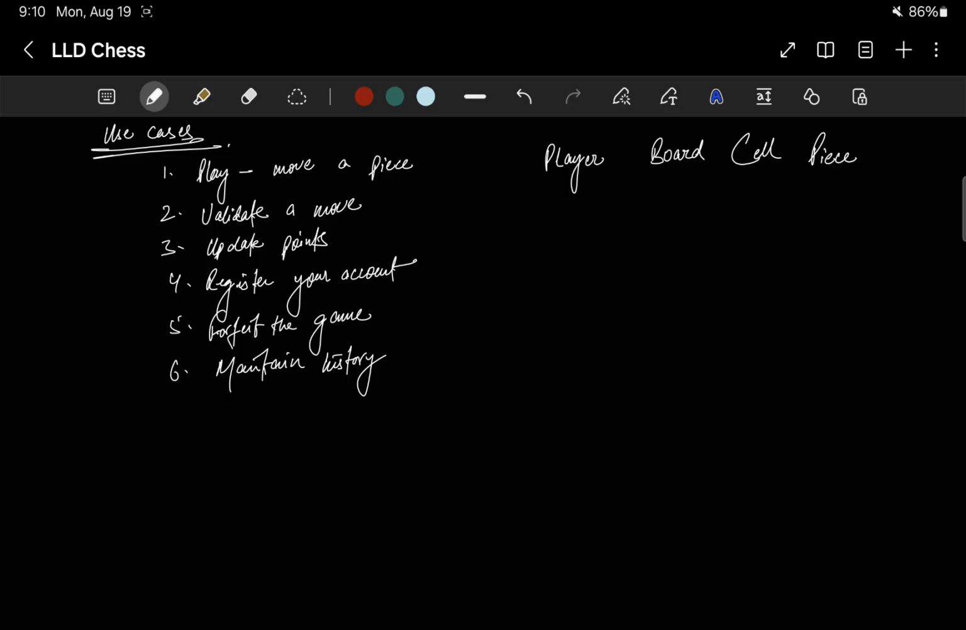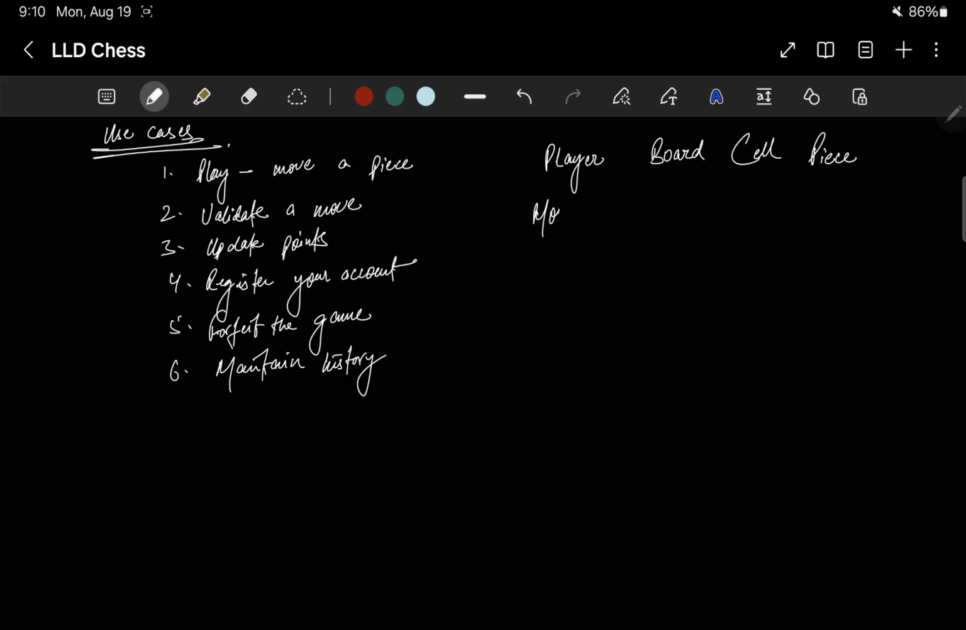Next, if you have to move one piece from this place to this place, what happens is its position changes, right? So this in itself has a lot of information, like what piece is here, who played a particular move, what was its x and y coordinates, so a lot of things.